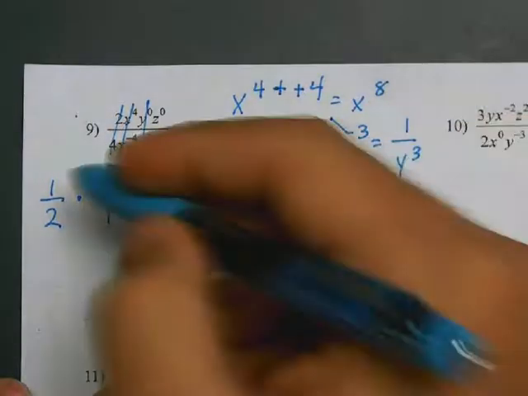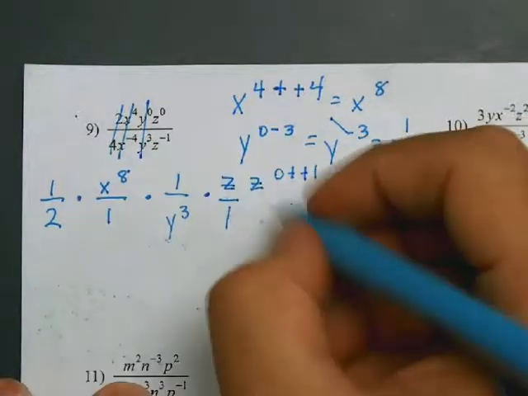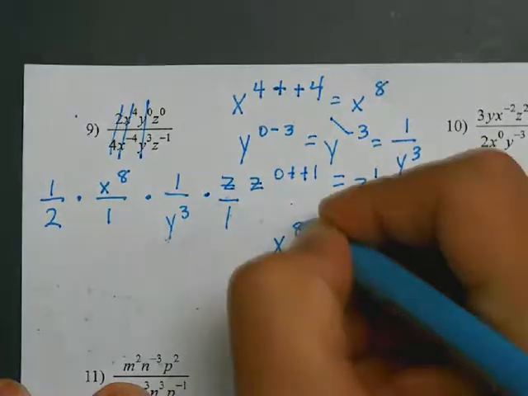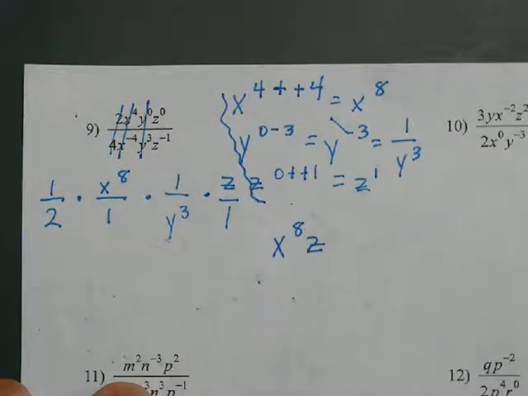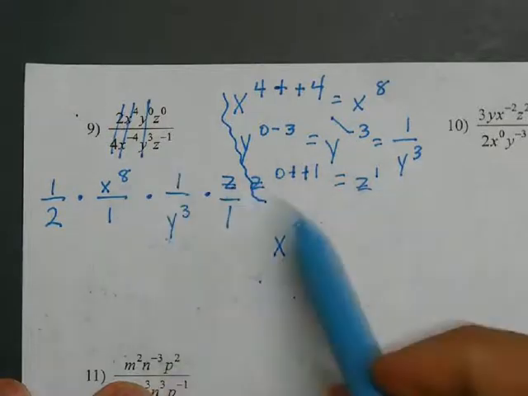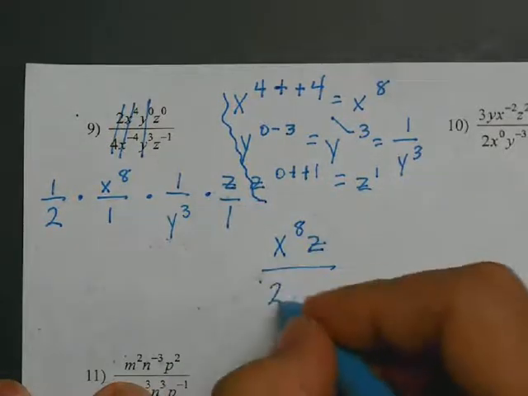And now I'm just going to multiply numerator and denominator, so my final answer would be x to the 8th z. Don't forget about that z on the end, and I kind of show you some separation right there. X to the 8th times z over 2y cubed.